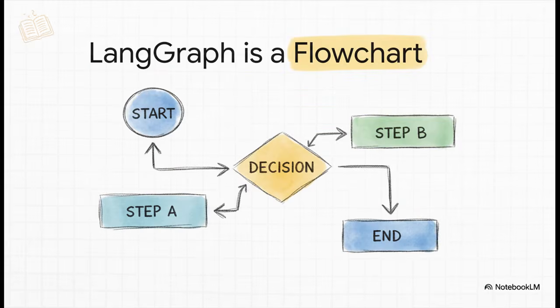So let's go back to our analogy. If LangChain is a recipe, LangGraph is a flowchart. And what do flowcharts have? They have branches. If this happens, go here. Otherwise, go over there. They can have loops that send you all the way back to an earlier step. It's a dynamic map for navigating a problem, not just a static list of instructions.